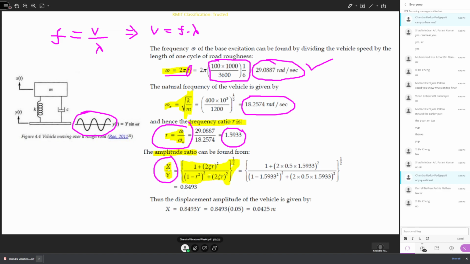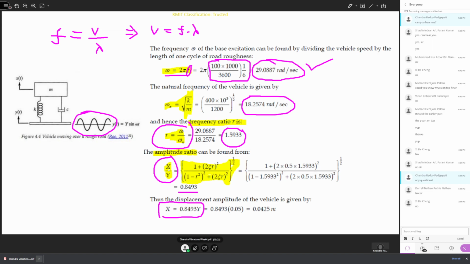Then we need to calculate the amplitude ratio, which is x over y. We can use the standard formula, as we have seen earlier, where R is the ratio of the frequencies. Put everything here; eta is the given damping ratio. Once you put everything in and calculate, you get 0.8493. So x by y is 0.8493, or you can write the amplitude of the vibration of the vehicle x equals 0.8493 into y.